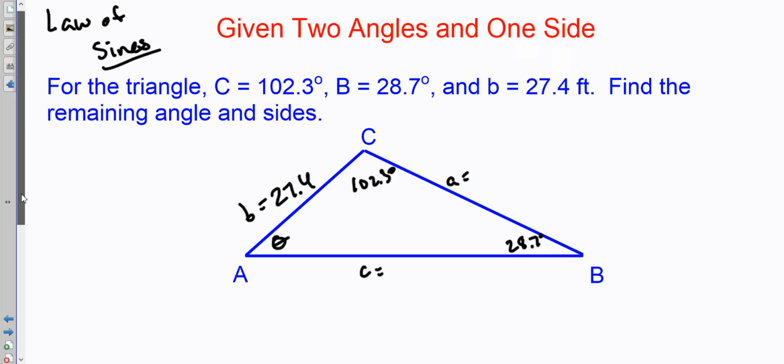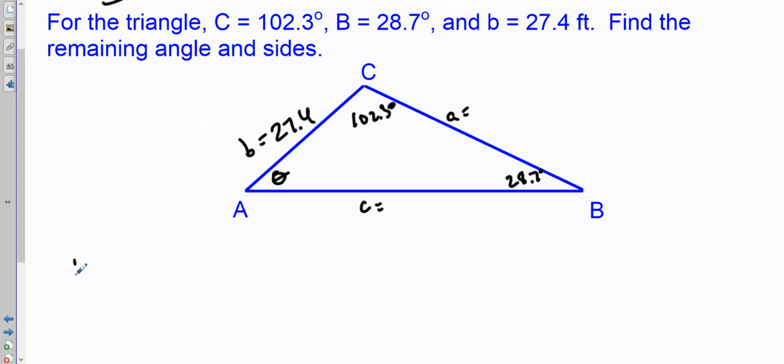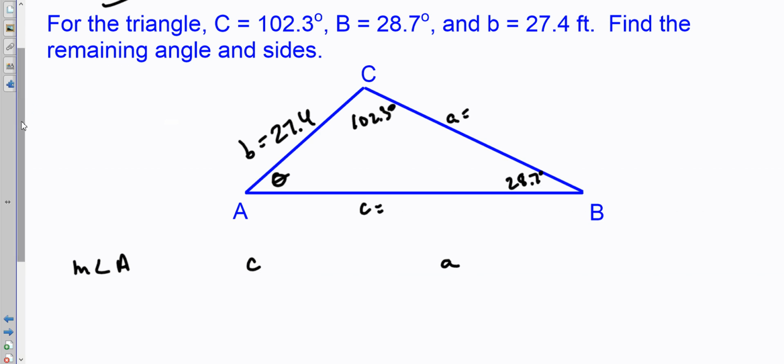So when we solve this, we want to figure out the measure of angle A. We want to find side c, and we want to find side a. Now, you will need your calculator, so if you don't have that, make sure you bust it out. And please pause this at any time because it can get a little confusing, but not too bad. All right, so here we go. First off, in order to solve this triangle, find the remaining sides and angle, this means we're solving the triangle.